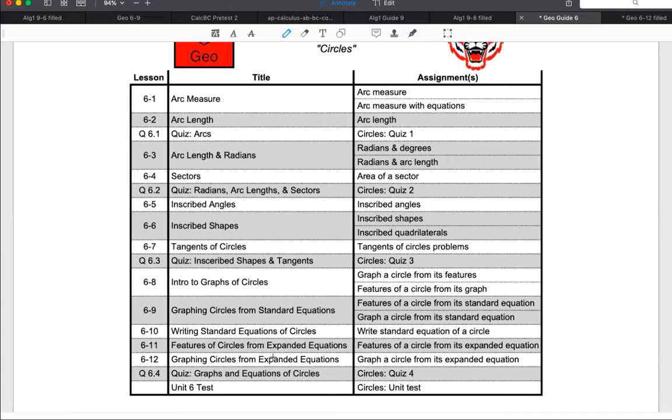So we are now doing the same thing where we have an expanded equation, and instead of just finding what the features are, what is the radius, what is the center, we are now going to graph that circle. That's the only difference. So here we go.